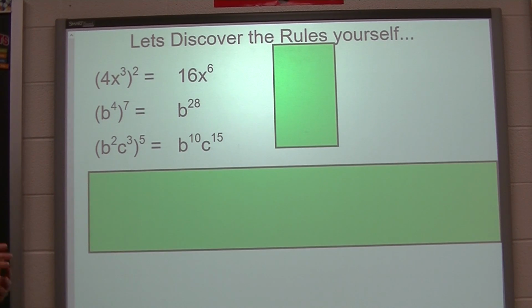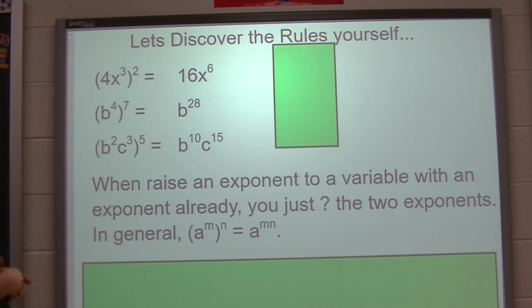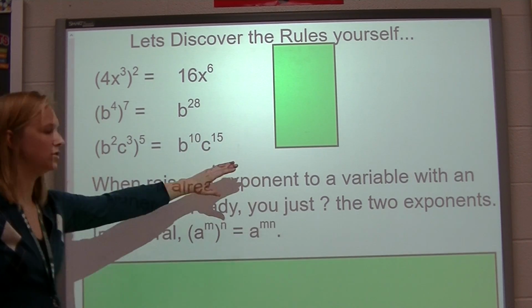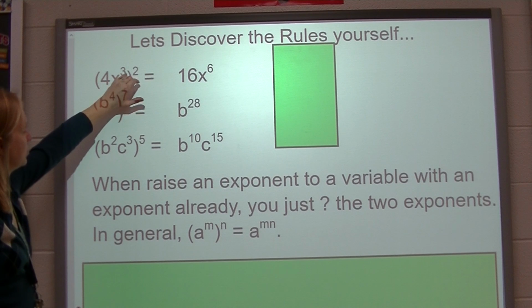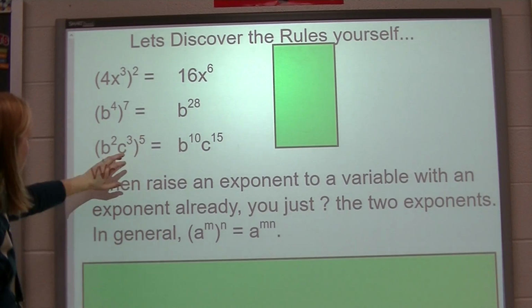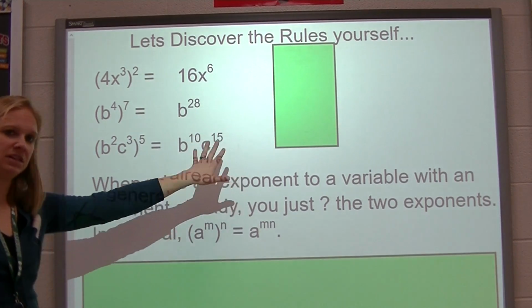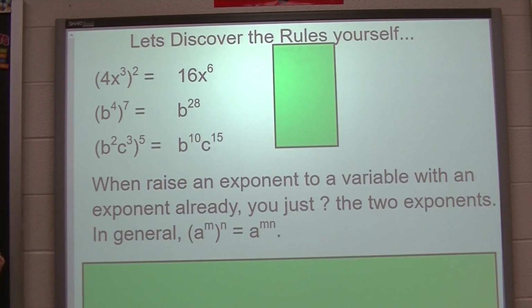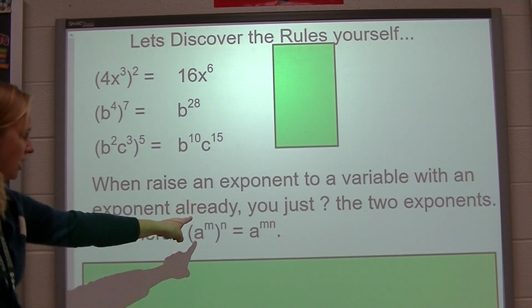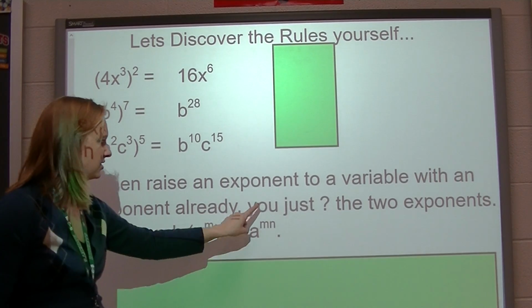Pause the video, think about it, and try to figure out the property, because here it is. When you raise a variable that has an exponent already to an exponent, you just do what with the two exponents? Look up here. What do I do to 3 and 2 to get 6? What do I do to 4 and 7 to get 28? What do I do to 2 and 5 to get 10? Or to 3 and 5 and get 15? We multiply the two exponents. So in general, a to the m power, all raised to the nth power, is a to the m times n power.